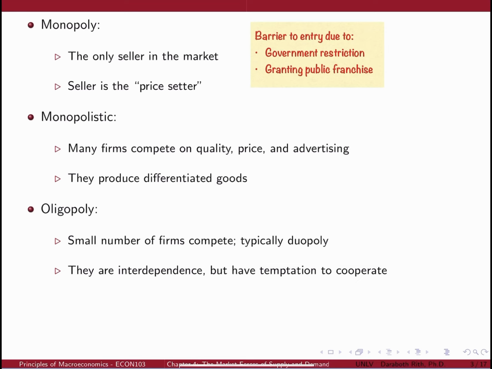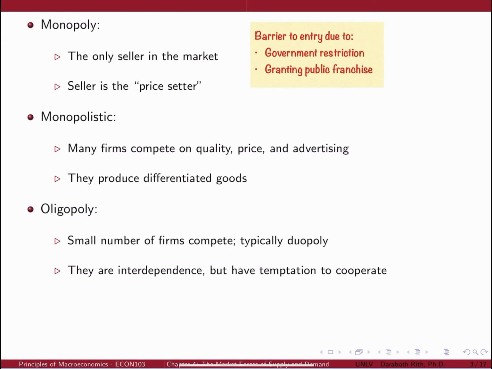Another market structure is monopoly. In this market structure, there is only one seller, but there are multiple buyers. As such, the seller is the price setter. Since a monopoly has a strong hold on market power, there must be a strict barrier to entering the market. It is due to government restriction and the granting of a public franchise. Think of the electricity provider in your town. There is only one seller that you can shop from.